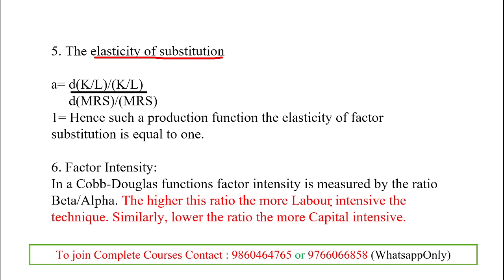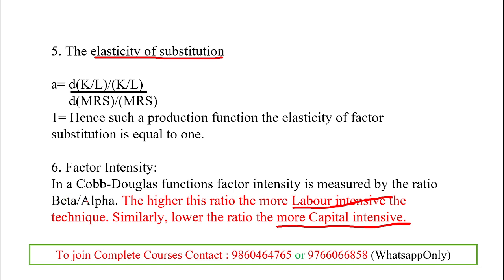Next is factor intensity. It is the ratio that is measured by beta by alpha. Beta, that is capital, alpha, labor. And the higher the ratio, the more labor intensive the technique is. And similarly, the lower the ratio, the more capital intensive the technique is. Okay. So here beta by alpha shows factor intensity, that is, which technique we want to use in the production process. It will be shown by beta by alpha.